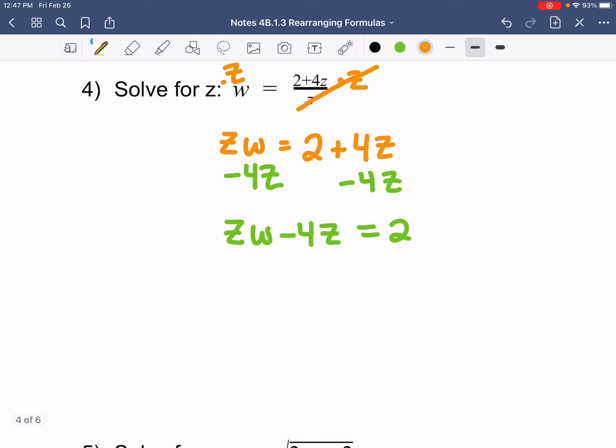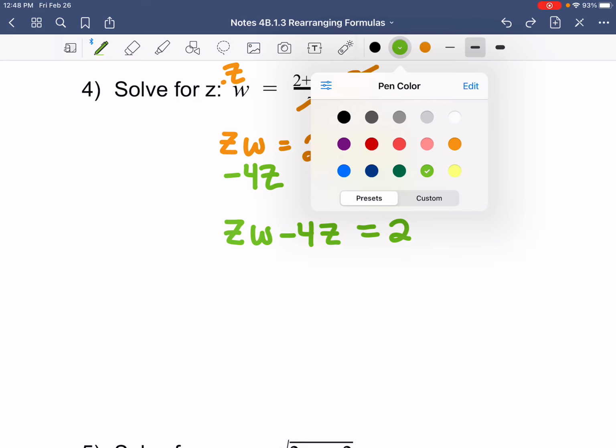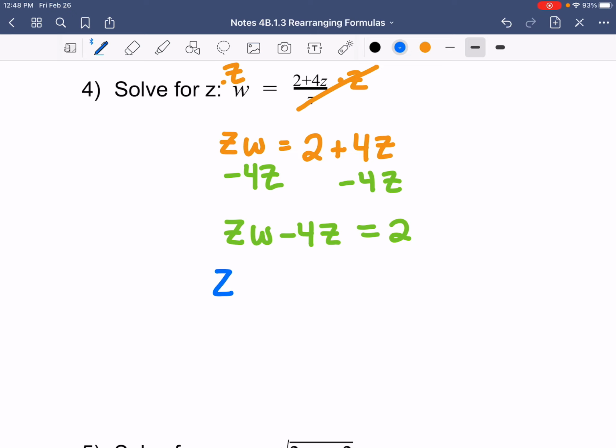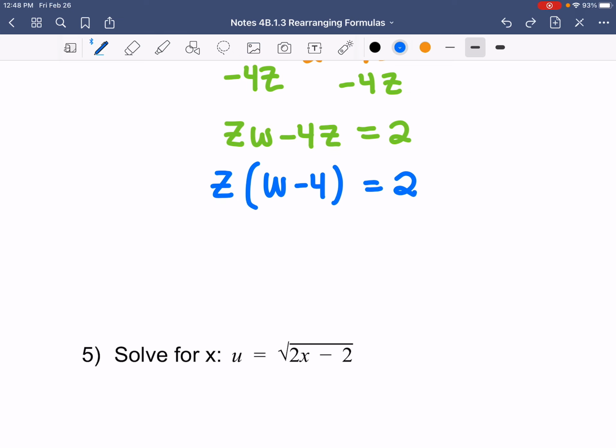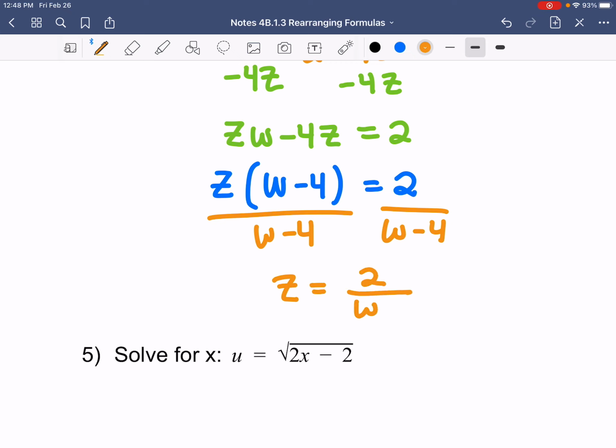I could have put wz, but I put zw. So my goal is to find z. I want to isolate z. I want to get z by itself. So to do that, I'm going to factor out a z because they both have that in common. And then in the parentheses, I would have w minus 4, because zw divided by z is just w, and 4z divided by z is just 4. That equals 2. Now I only have one z, yay, so to get it by itself, I'm just going to divide by whatever it's being multiplied by, and that's w minus 4. So this was kind of similar to an inverse problem we did before.